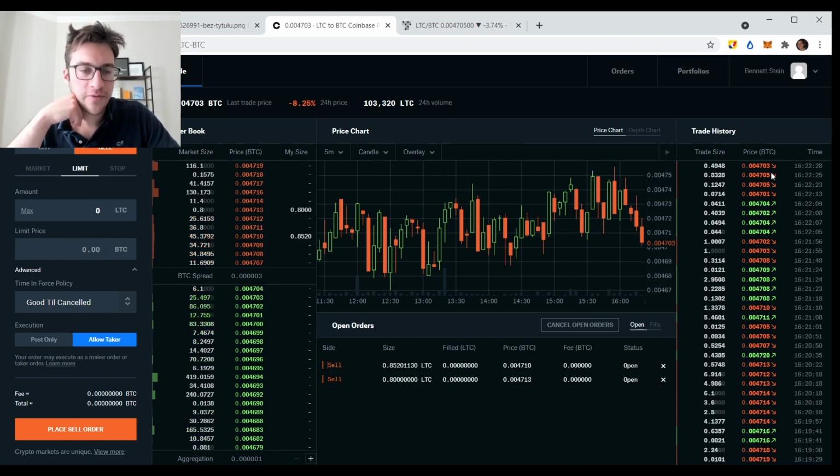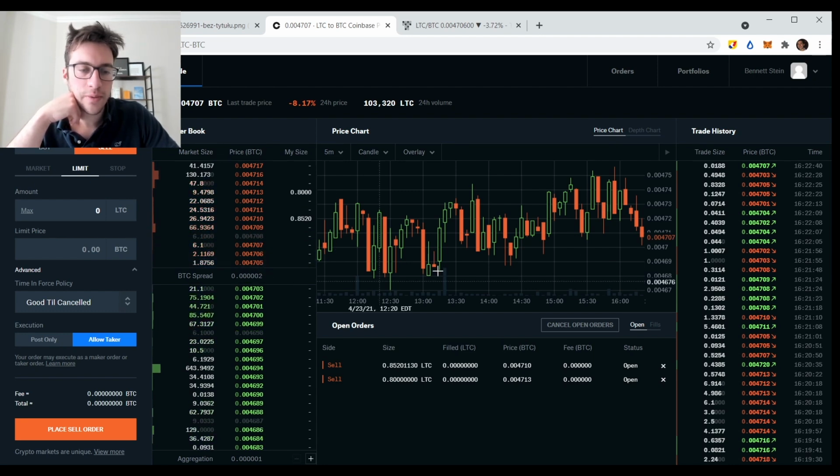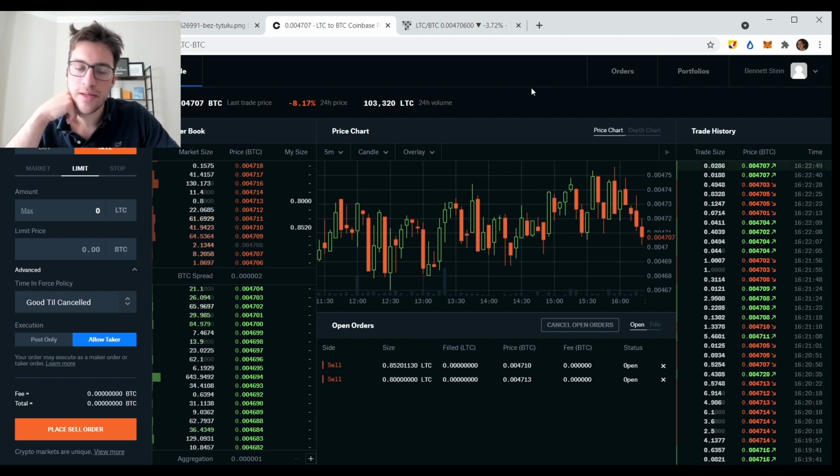So it looks like people are selling at 4703. Is anyone buying? 4707. So it looks like people are willing to buy at 4707. So putting a seller at 4707 would probably get filled in that short period of time.